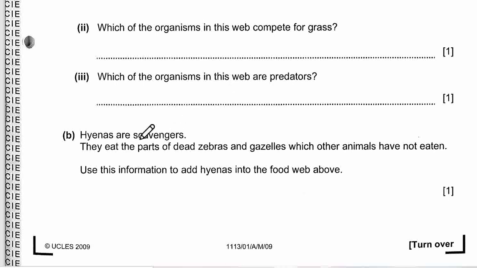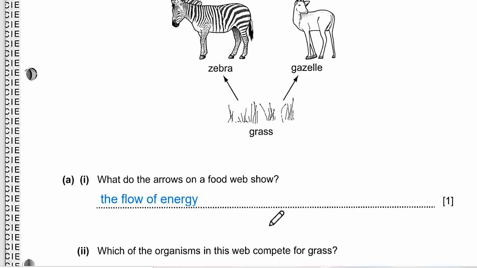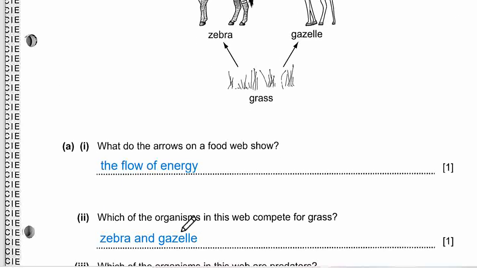Hyenas are scavengers. They eat the parts of dead zebra and gazelle which other animals have not eaten. Use this information to add hyenas into the food web above. So let's do this question. Which organisms in this food web compete for grass? Zebra and gazelle. They both eat grass. So it will be zebra and gazelle.